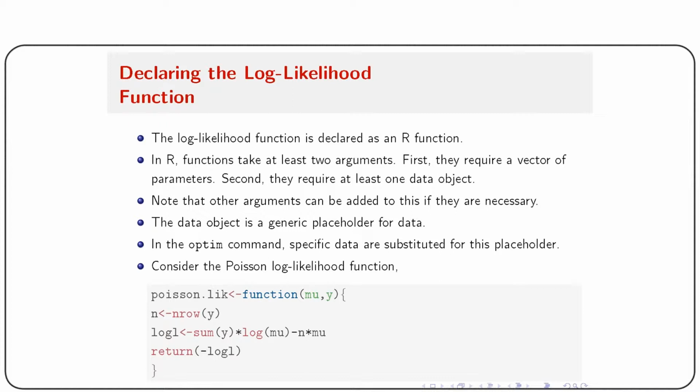Consider the Poisson log likelihood function. Say Poisson.likelihood equals function, mu is the parameter and y is for data. Two arguments, as I told, and then n equals nrow of y, and y is a data matrix. Then log L is sum of y times log mu minus n times mu, and then we return the negative log likelihood. So this is the log likelihood function. That's the way you should define the log likelihood function to use the optim function for maximization.